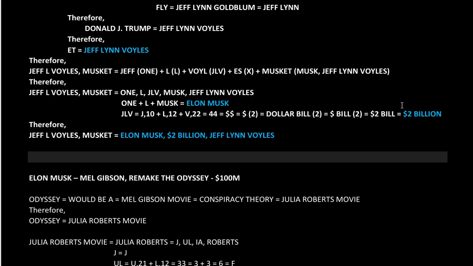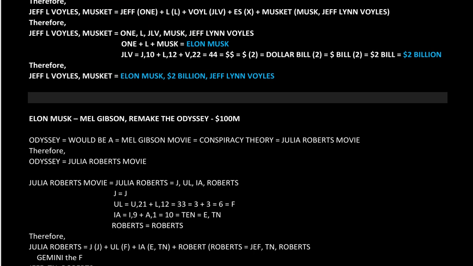The word bill, especially when spoken, can be the abbreviation for billion. Therefore, $2 bill can be changed to $2 billion. Therefore, Jeff L. Voiles musket translates to Elon Musk, $2 billion, Jeff Lynne Voiles. So this is a reference to Elon Musk giving me a $2 billion advance with which to create a new empire of industries over a 3-year period, which will be known as the 3-year build.